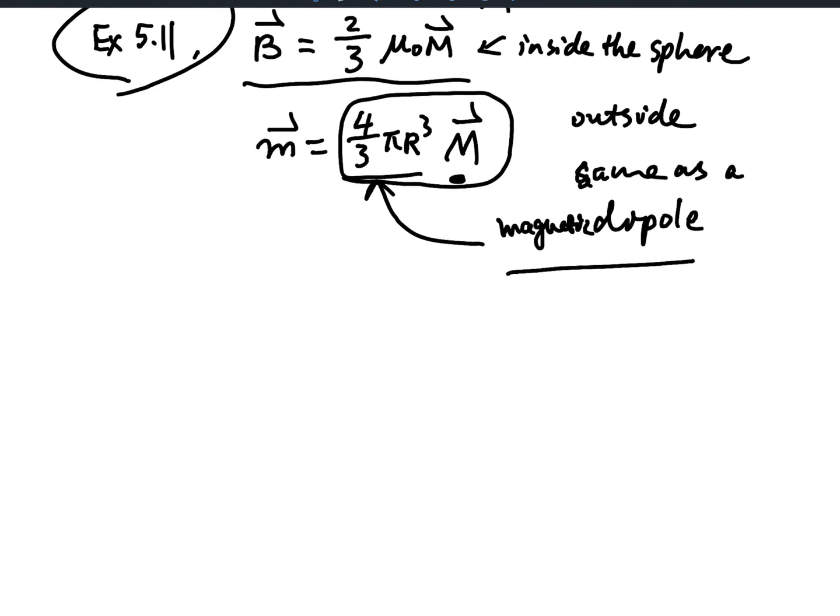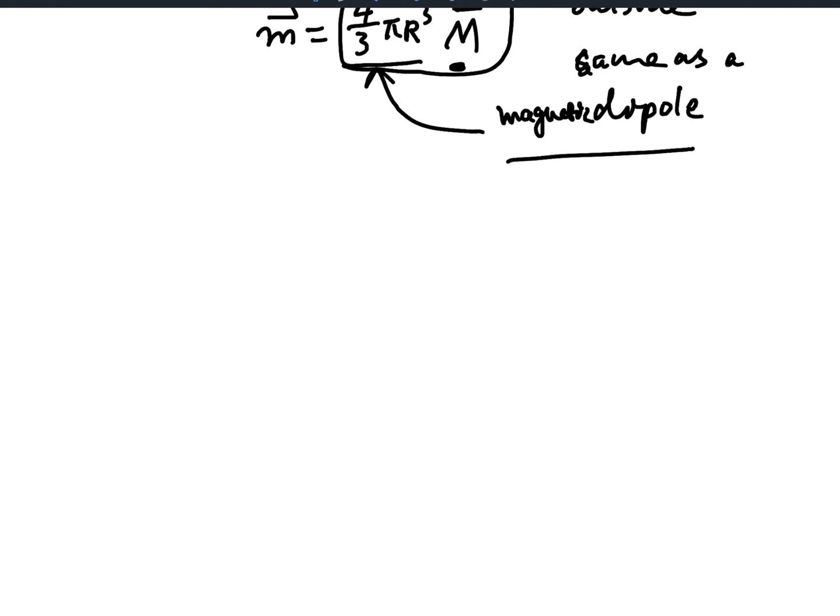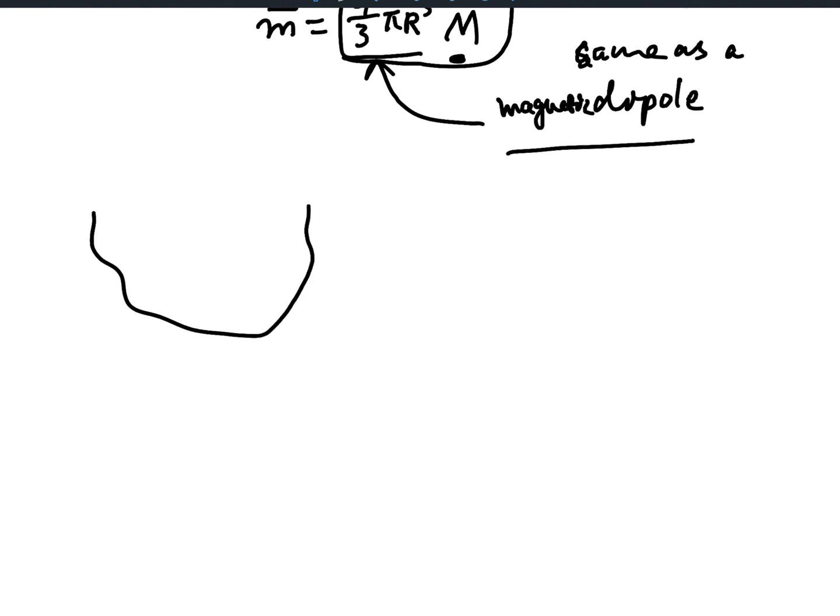So now you may ask, what is the physical interpretation of these bound currents? Why are there volume currents? Why are there surface currents? What we can do is quickly explain how it looks. So let us consider a material.